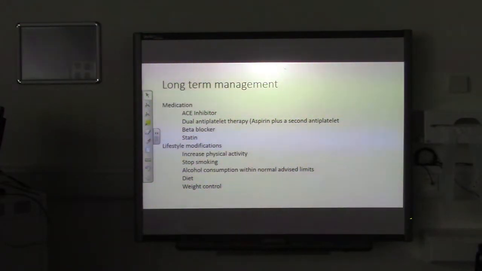The other mainstay of management is lifestyle modifications, so increased physical activity, stop smoking. We know smoking is a risk factor for the development of atherosclerosis, as it damages the endothelial wall. Alcohol consumption within normal advised limits. Diet's important. We want to reduce the amount of saturated fats that our patients consume. Hopefully by doing that, we should control their weight as well, and again reduce any loading on the heart. So lifestyle is very important, along with a comprehensive pharmacological intervention of the drugs that have been mentioned at the top of the slide.